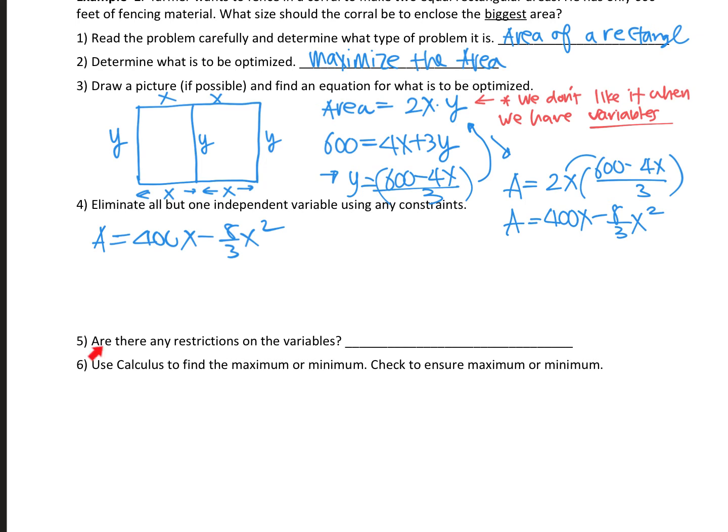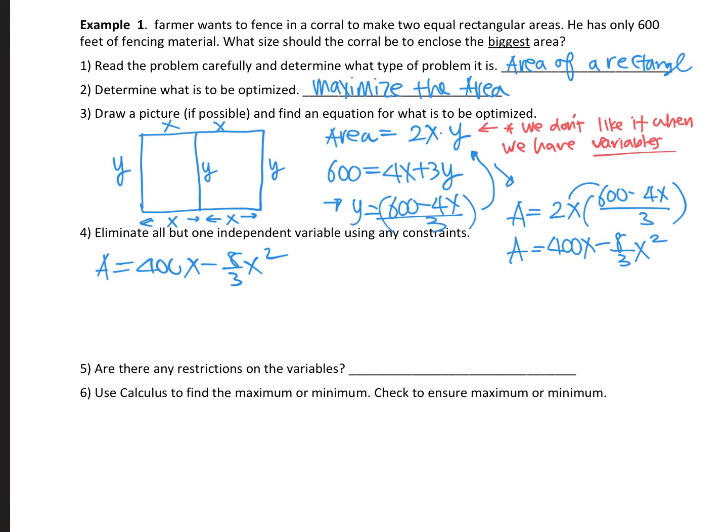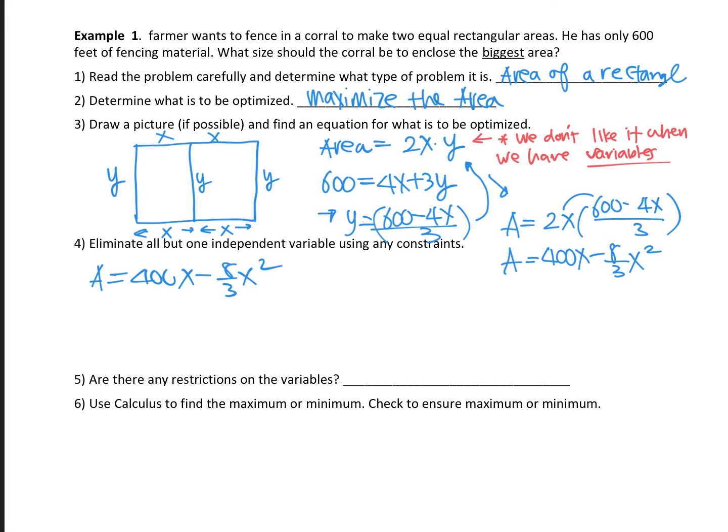Let's look at number 5. Are there any restrictions on the variable? Let's think about x, because you're using x. What's the biggest and smallest value x can be? Obviously it cannot be negative, so 0 will be the smallest value. But can x be as big as you want? Well, not really in this case, because our fence is 600 feet. So if x is 600, that cannot be, because this is already 1200, so that's not good.